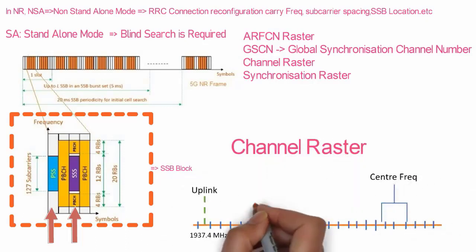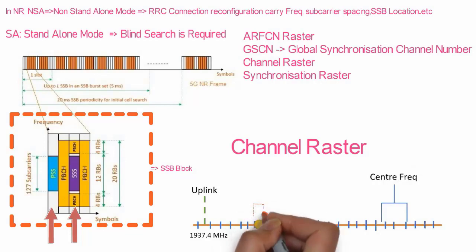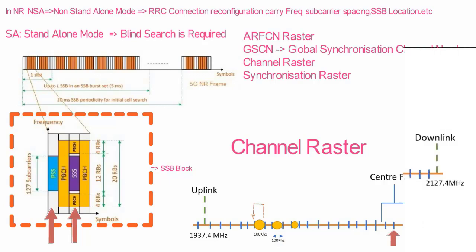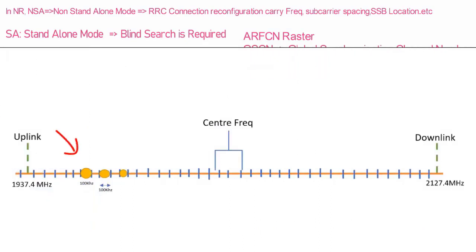So the channel raster for LTE is 100 kilohertz for all bands, and the center frequency must be a whole number multiple of 100 kilohertz. Again I am repeating, the center frequency must be a whole number multiple of 100 kilohertz. This means in LTE, PSS and SSS exist in the central frequency. So how will the UE reach the central frequency? The UE will scan the whole band in multiples of 100 kilohertz raster, because in the central frequency PSS and SSS exist in LTE, right?